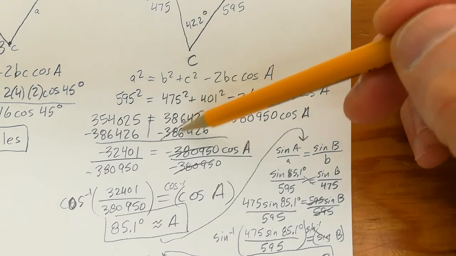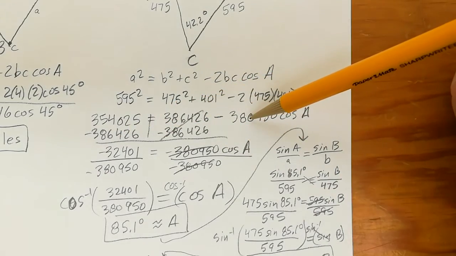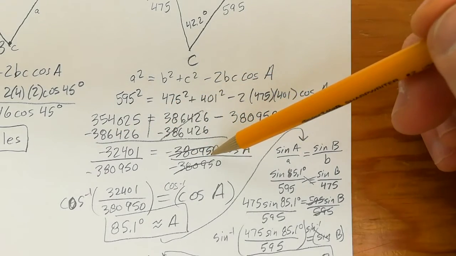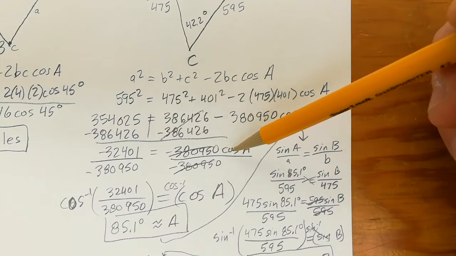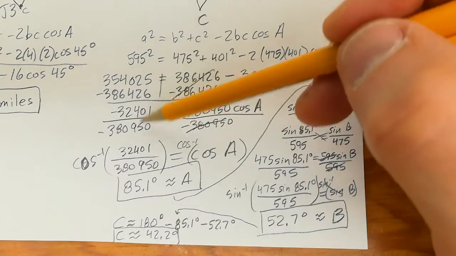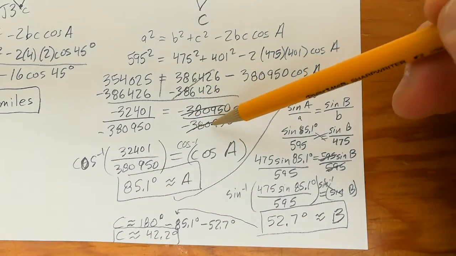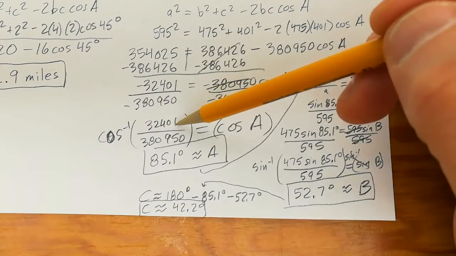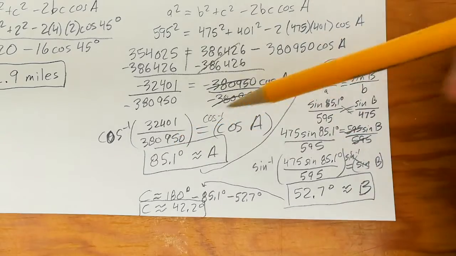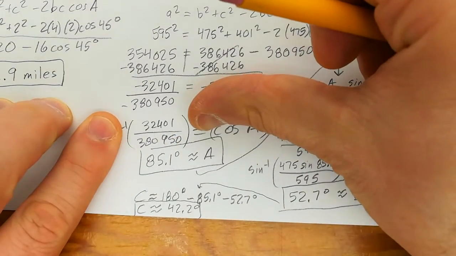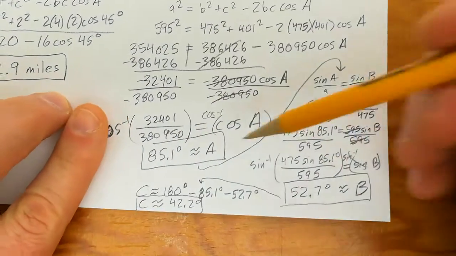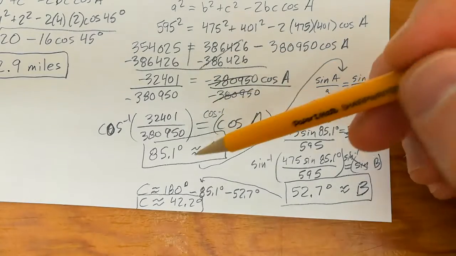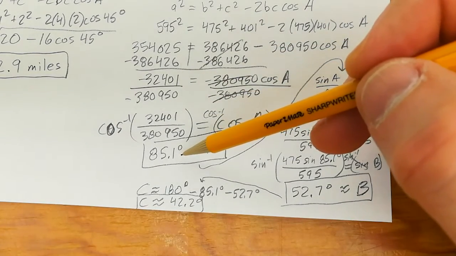You just take this away from both sides, and you're left with negative 380,950 cosine A, and then you divide both sides by that to get rid of that number. And then you get this, before I had the inverse cosines there, you get that. And then you take the inverse cosine of both sides, and you get about 85.1 degrees.